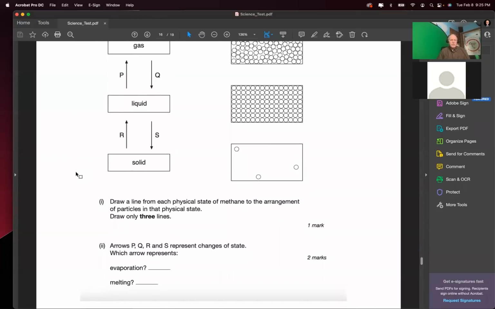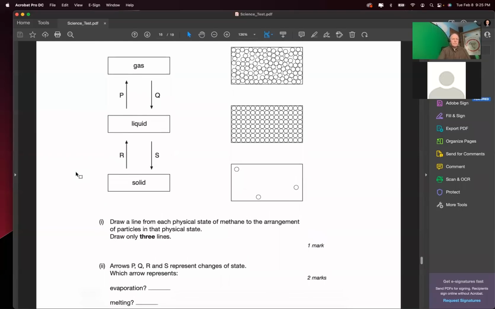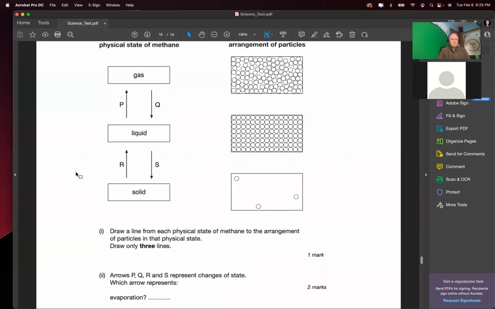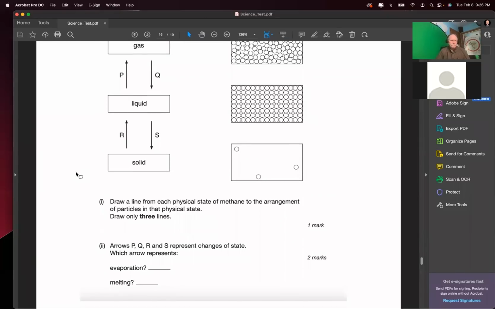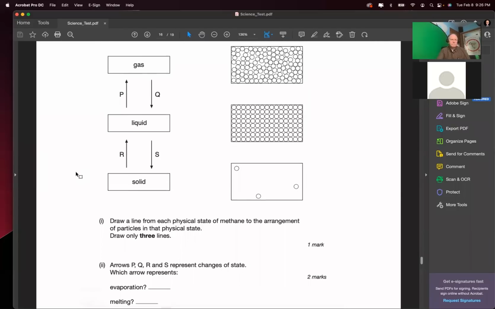Now, arrows P, Q, R, and S represent a change of state. Which arrow represents evaporation? I think that'd be P. And which arrow represents melting? That'd be R.